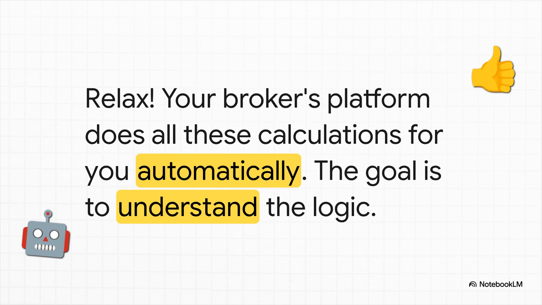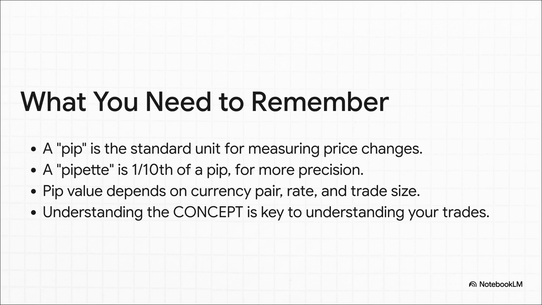And the reason why is simple. Your broker's trading platform does all of this heavy lifting for you, automatically, in real time. The whole point of what we just went through isn't to turn you into a human calculator. The goal is for you to understand the concept behind the numbers that pop up on your screen. So, let's just boil it all down to what you really need to remember. A pip is your standard unit for price changes. A pipette is just a tenth of that, for a little more precision. The actual cash value of a pip depends on the currency pair, the exchange rate, and how big your trade is. But the most important thing, understanding the idea behind it all is the real key to understanding your trades.